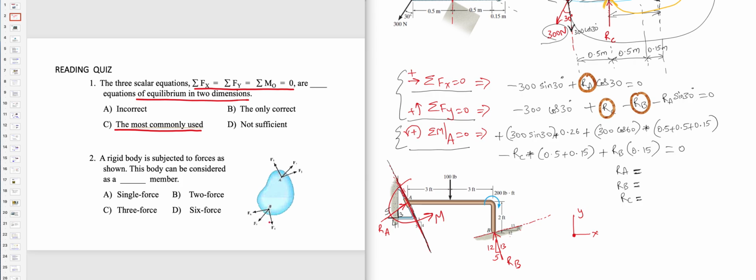A rigid body is subjected to forces as shown. So if you remember the beginning part of the course, when we have 3 forces acting at a point, we can reduce them to a single resultant force. That means the system is as if there are 2 forces acting, because if there are 3 or 4 or 100 forces acting at a point, we can reduce them to one resultant force, FR1. And here we have a resultant force, FR2.